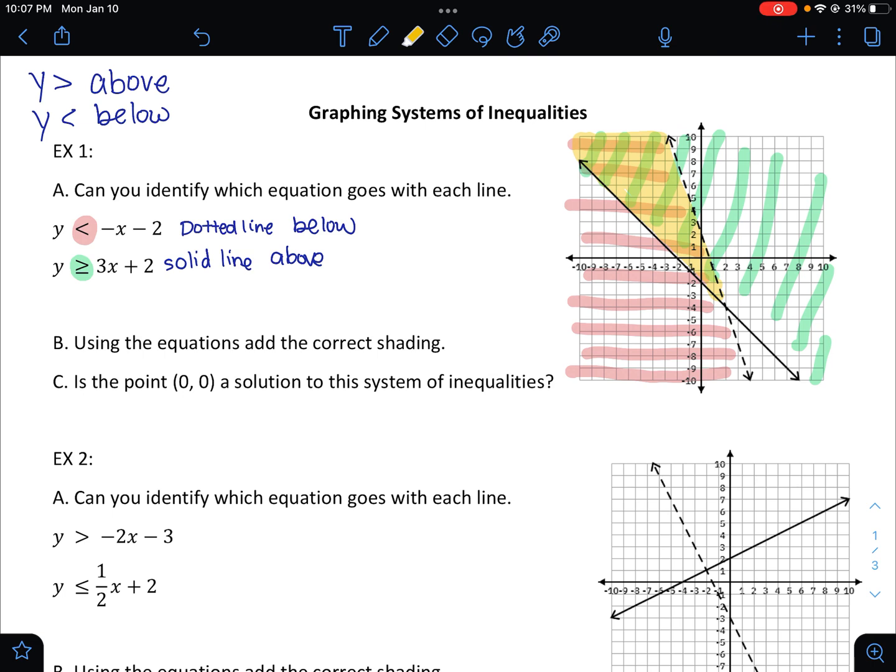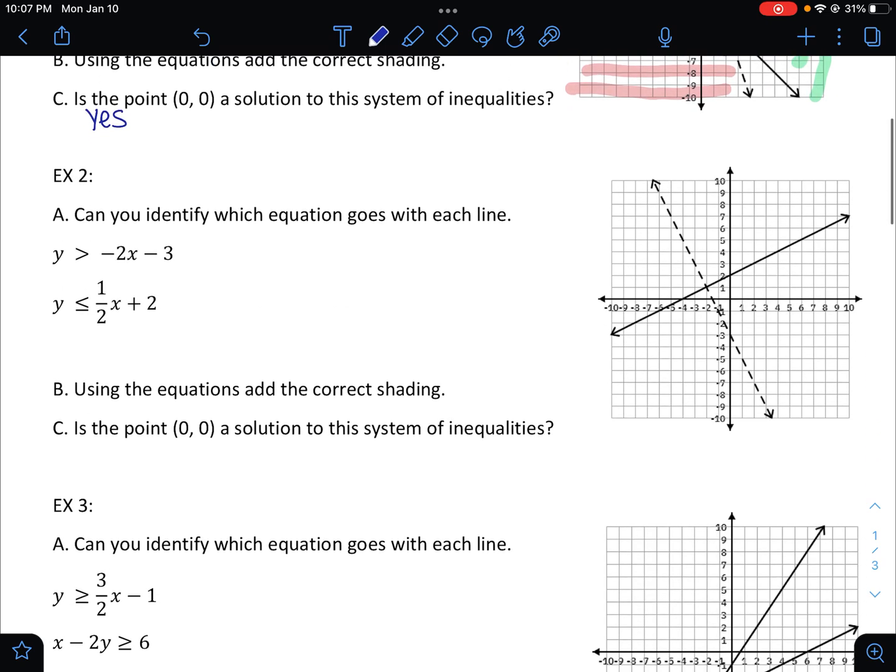Part C says, is the point 0, 0 a solution to the system of inequalities? Well, if we look, 0, 0 is right here. It falls in that overlapping shading area. So yes, it is a solution to the system of inequalities.